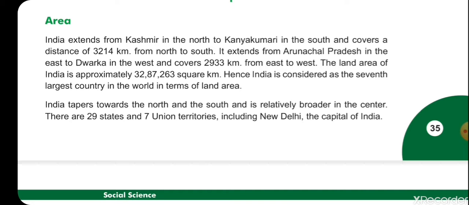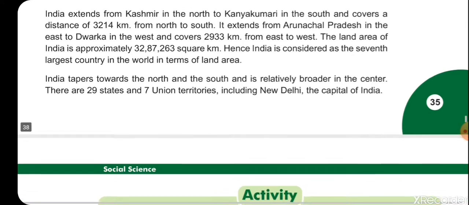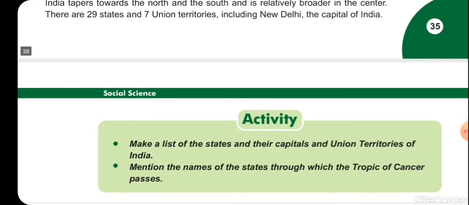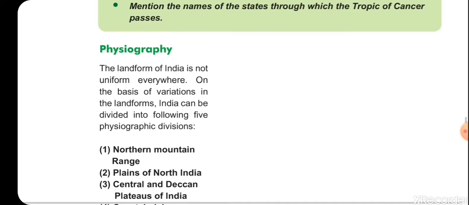India tapers towards the north and the south and is relatively broader in the center. That means when we see the northern part and the southern part of India, you would see it is a bit narrow. But if you see India in the map, it is seen to be relatively broader in the center. There are 29 states and 7 union territories, including New Delhi, the capital of India.